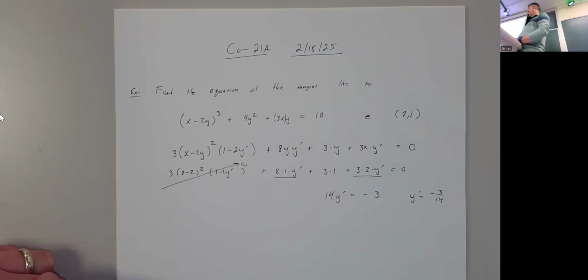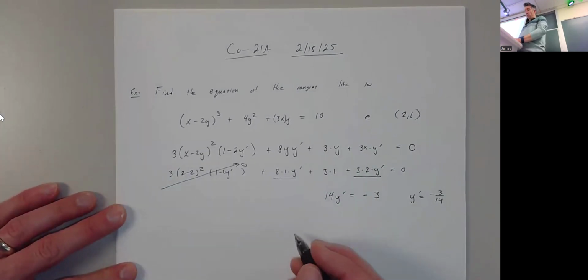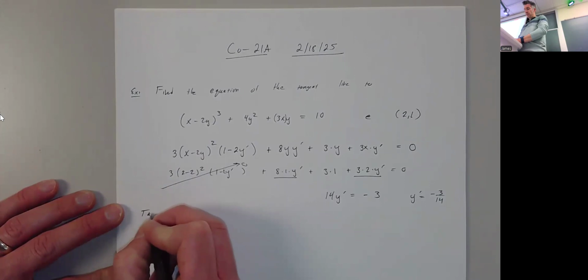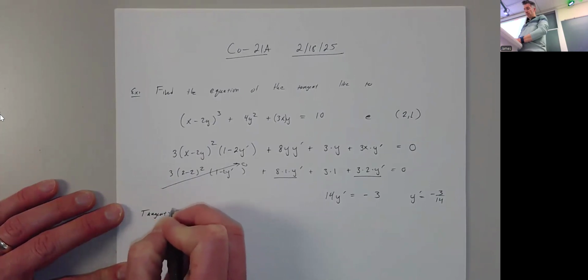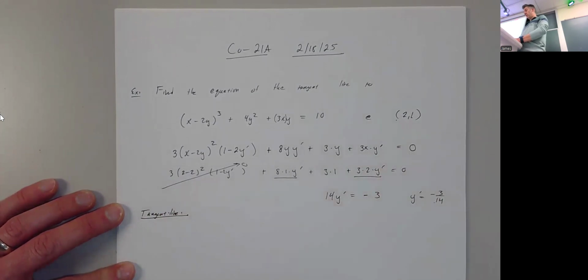Whenever it's implicit, if you're just finding the slope at a particular point, don't do all the algebra of finding y prime in terms of x and y. Plug in your point first. It's almost always what's intended. So now, for my tangent line, I've got the point (2, 1). I've got the slope of negative 3/14.